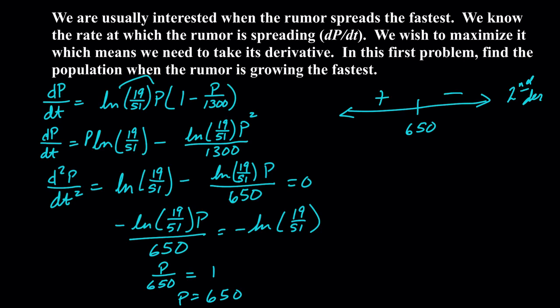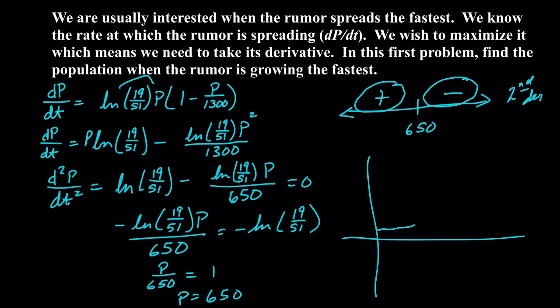All right, now the other thing to think about here with second derivatives is that second derivative positive means your graph is concave up, and second derivative negative means your graph is concave down, which just goes back to your logistic curve right here. This is 650.